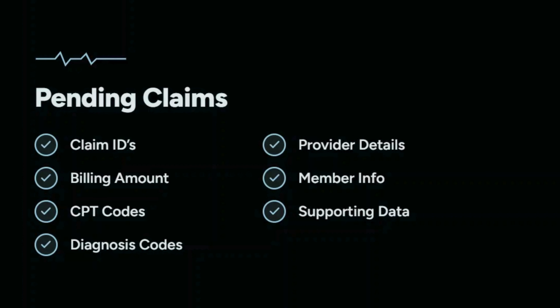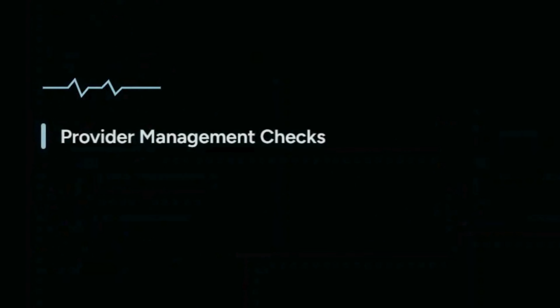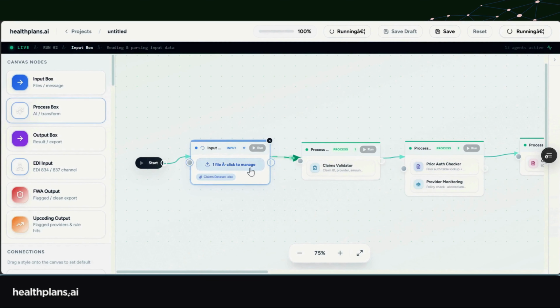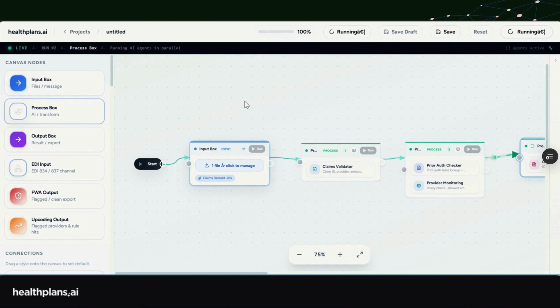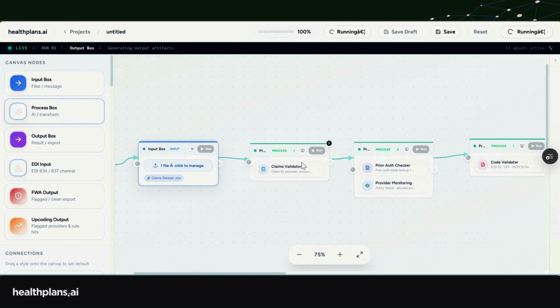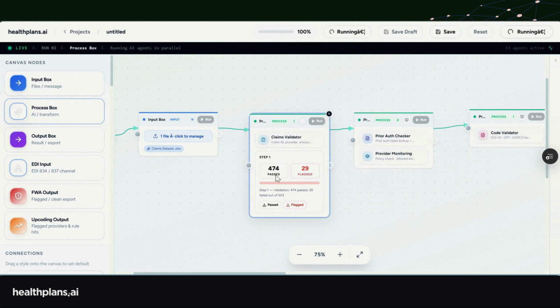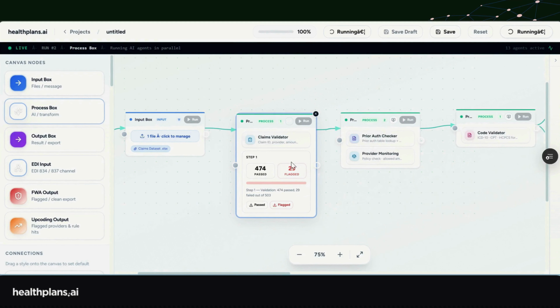This data is first used for primary provider and member verification. It is then processed through provider management checks and fraud, waste, and abuse verification. Once the file is added, the user simply clicks Run, and the flow begins. As the process runs, the interface shows which stage is currently active, along with a preview of the results. The system also displays how many claims have passed and how many have been flagged.